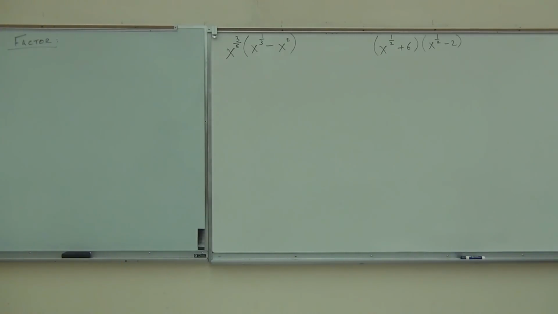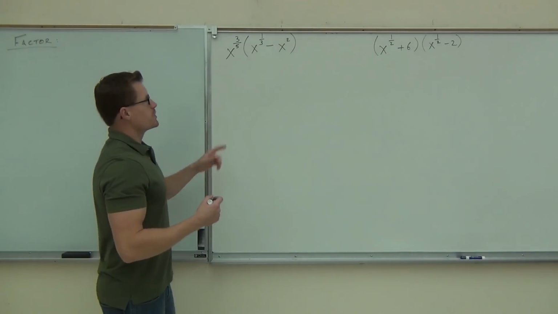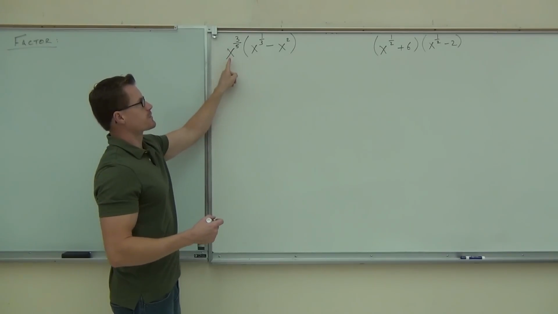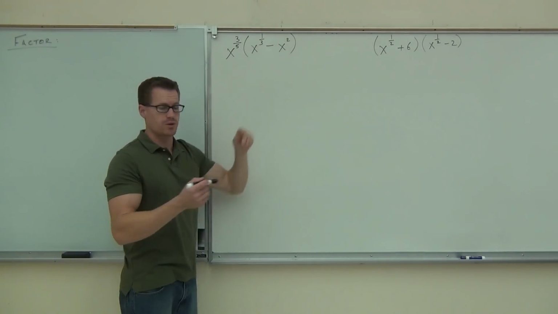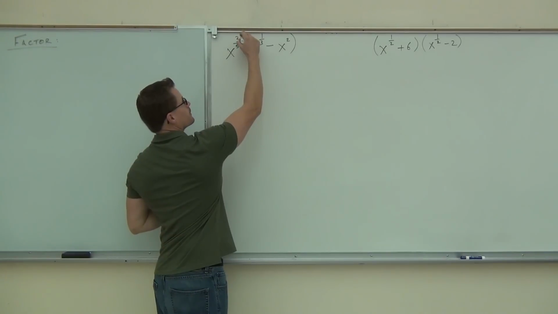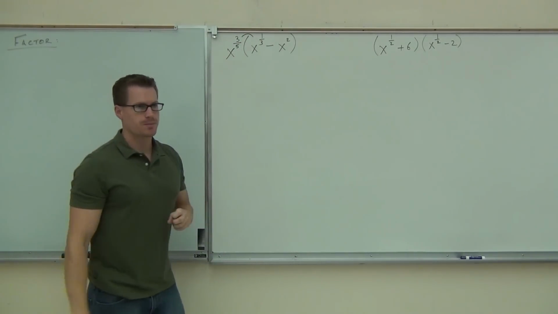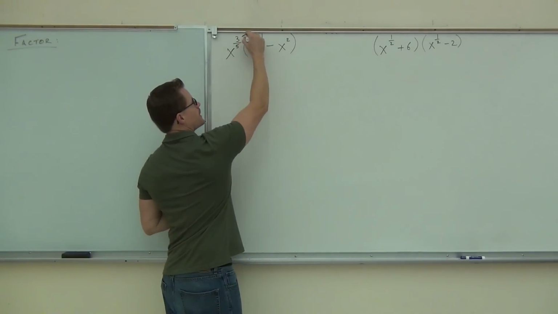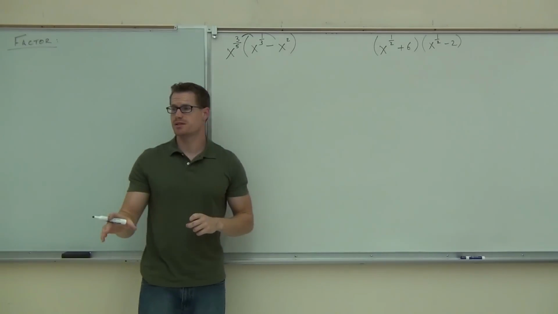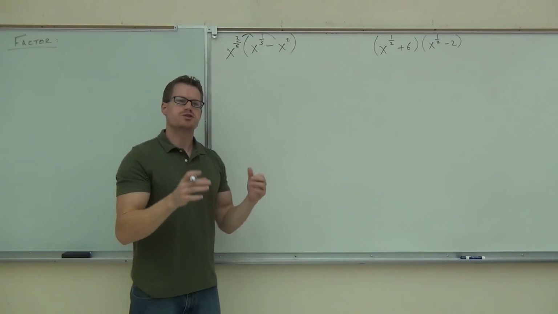So on our first problem, we are going to distribute. When we distribute, we're taking our outside factor times each of the terms inside of our parentheses. So in our case, we're going to multiply x to the 3/5 times x to the 1/3, and then we're going to do x to the 3/5 times x squared. Did you all get the process down at least? Okay. We're just going to write that out.